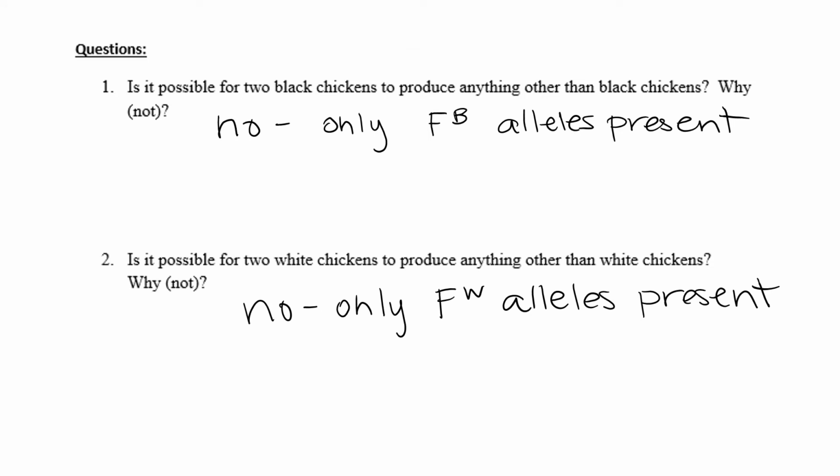Is it possible for two black chickens to produce anything other than black chickens? No. If you've got two black chickens, that's FB FB crossed with FB FB. There's only FB alleles present. All the babies are going to have to be FB FB. Is it possible for two white chickens to produce anything other than white chickens? Exactly the same answer, just with white instead of black.